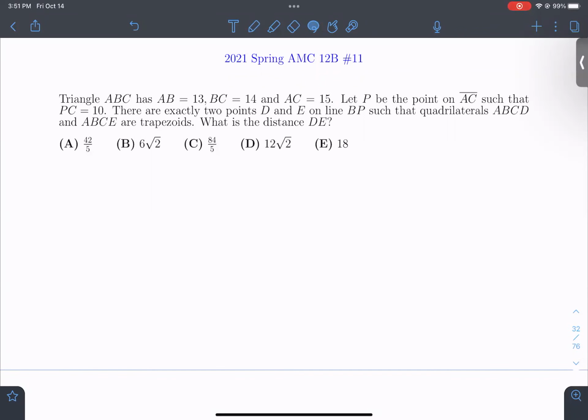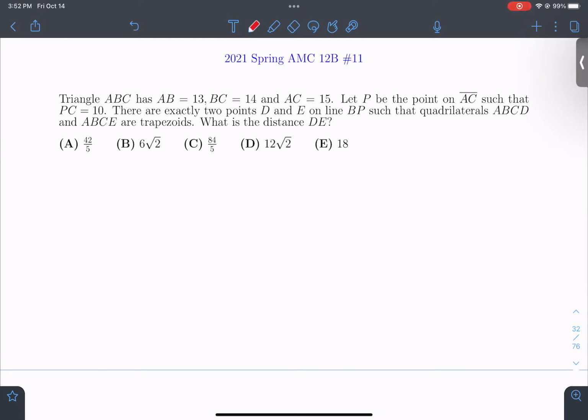Triangle ABC has AB equal to 13, BC equal to 14, AC equal to 15. Let P be the point on AC such that PC is equal to 10. There are exactly 2 points D and E on line BP such that quadrilaterals ABCD and ABCE are trapezoids. What is the distance DE?